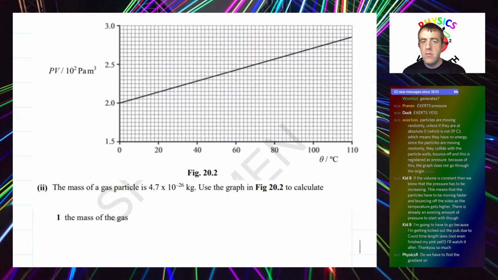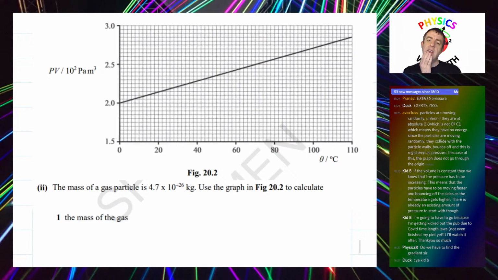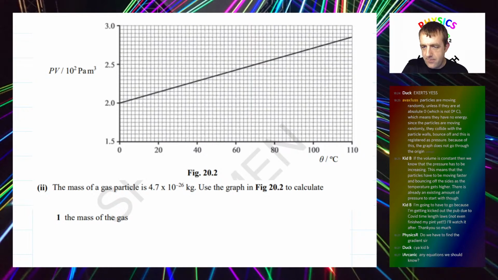No, I would say you don't have to find the gradient. You could do it finding the gradient. But given that it's a straight line and we know it's going to pass through the origin, we really don't have to. Right, so for GCSE students, the equation we're going to use is this equation.